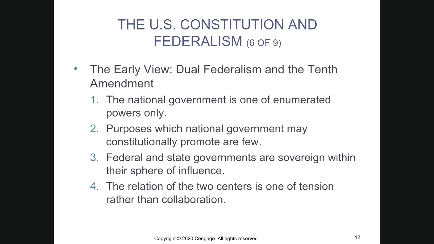The purposes which the national government may constitutionally promote are few. So we thought the federal and state governments were both sovereign within their sphere of influence. There was very little overlapping or concurrent power, as we thought. We saw the relationship between the federal government and the states as one of tension rather than collaboration. That's that dueling principle that we were talking about. We thought of the federal government as being really constrained in terms of what it could do. The state had a lot of power, and the state and the federal government were really at odds with one another.